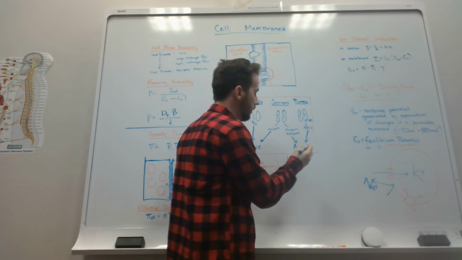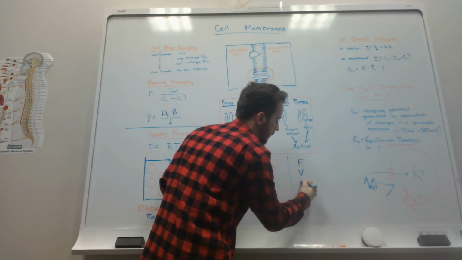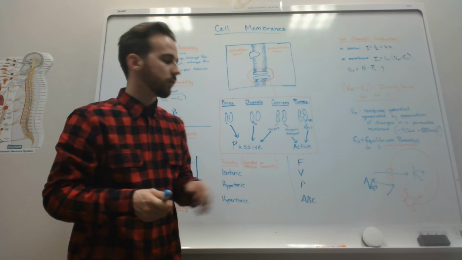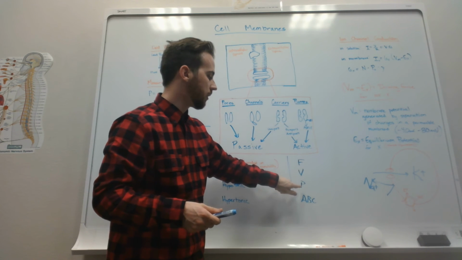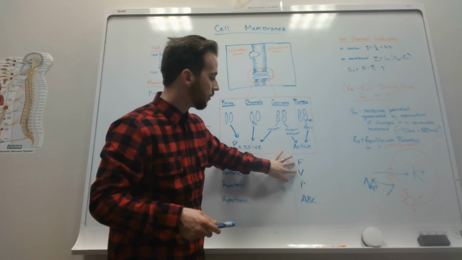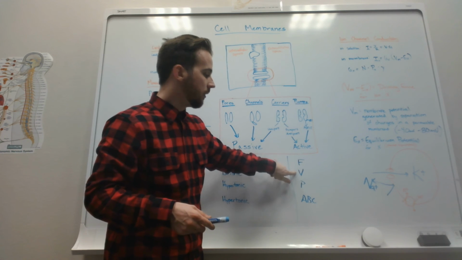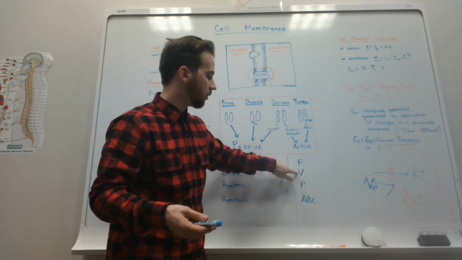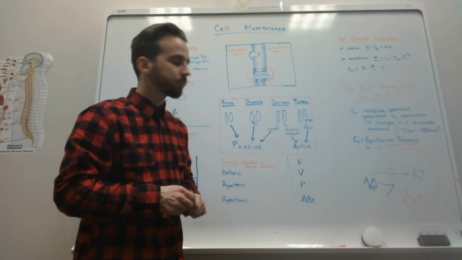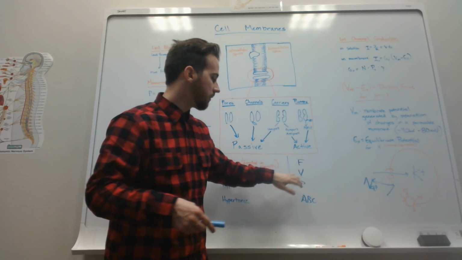Last of all, I wanted to go over really quickly four types of pumps. We have F, V, P, and ABC transporters. Okay, so these are F-type pumps, V-type pumps, P-type pumps, and ABC transporters. F-type pumps and V-type pumps are both proton pumps. Okay, the F-type is found in mitochondria, and that's going to create ATP. The V-type is going to be found in vesicles, including in lysosomes, and that's going to create the lower pH that you'll find inside the lysosome.